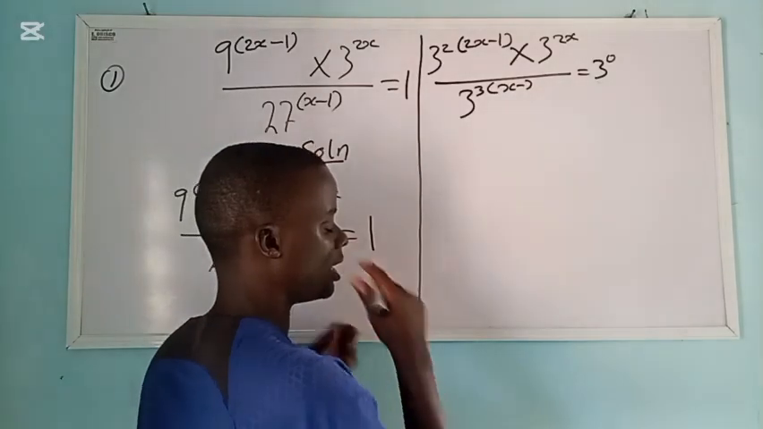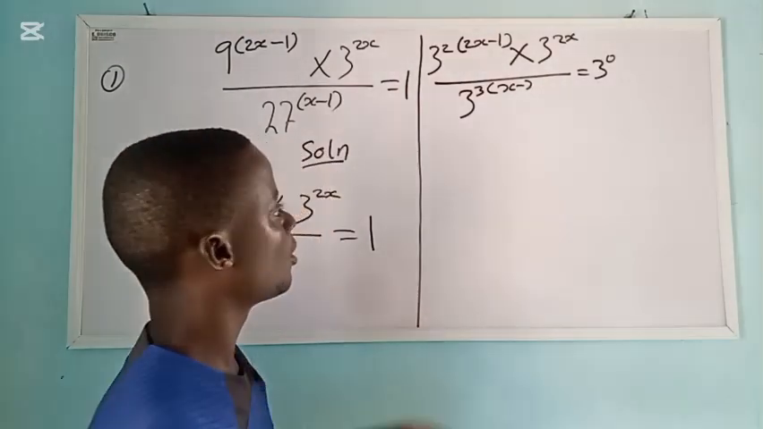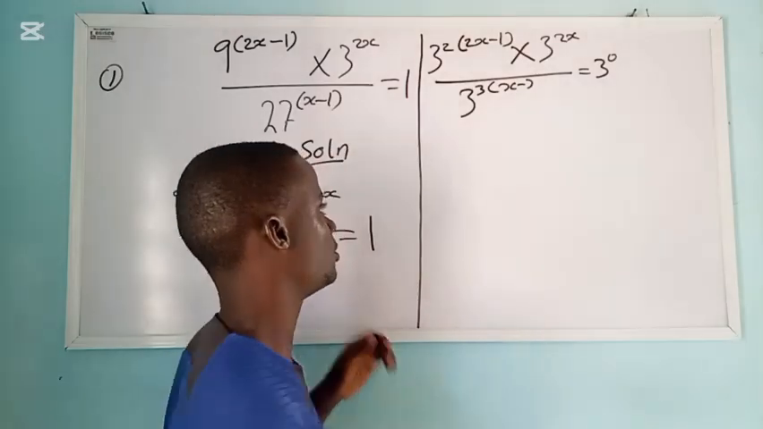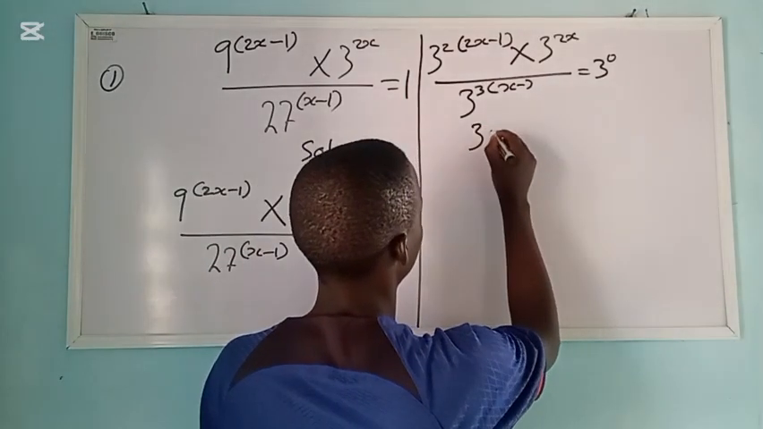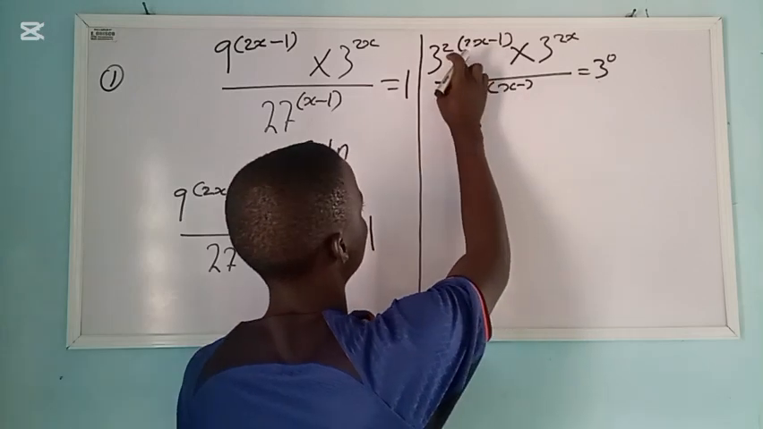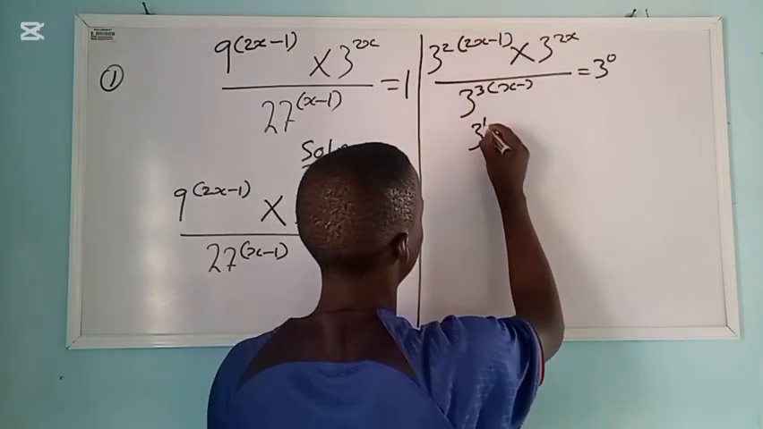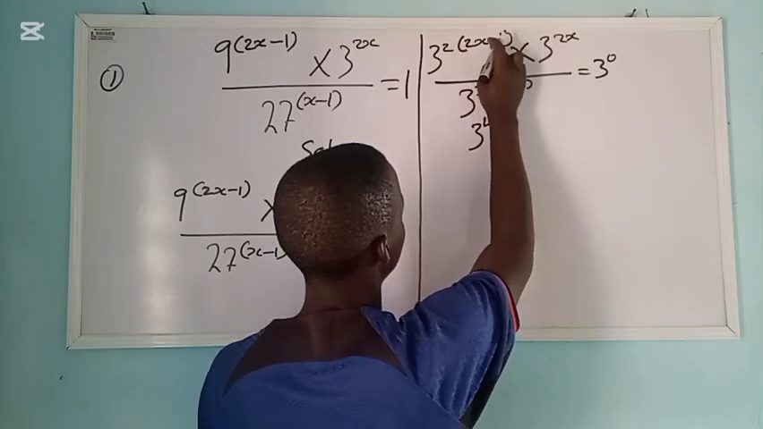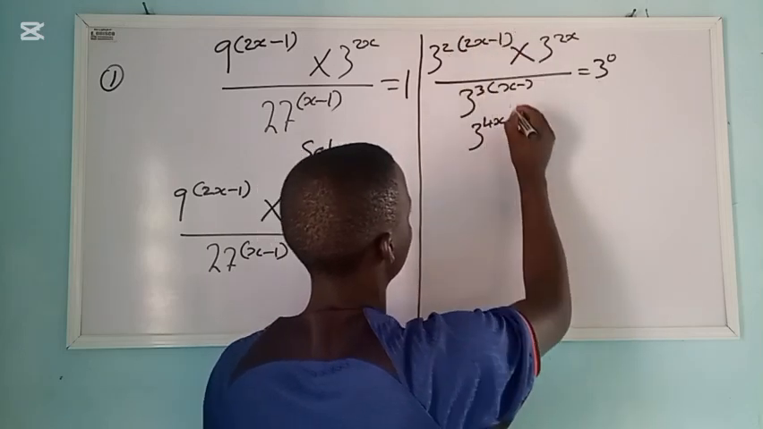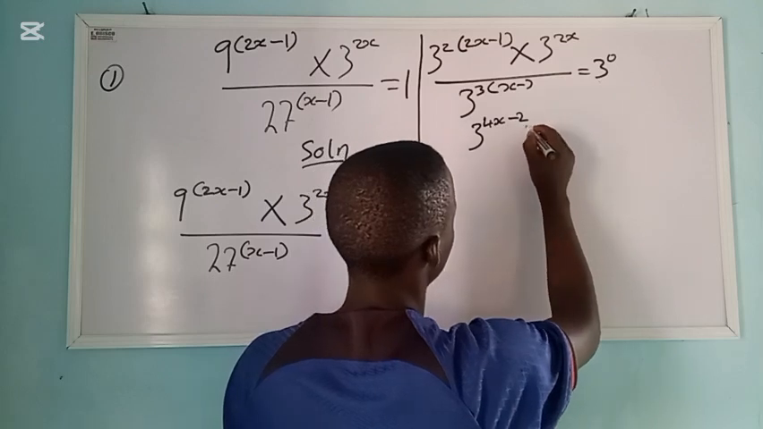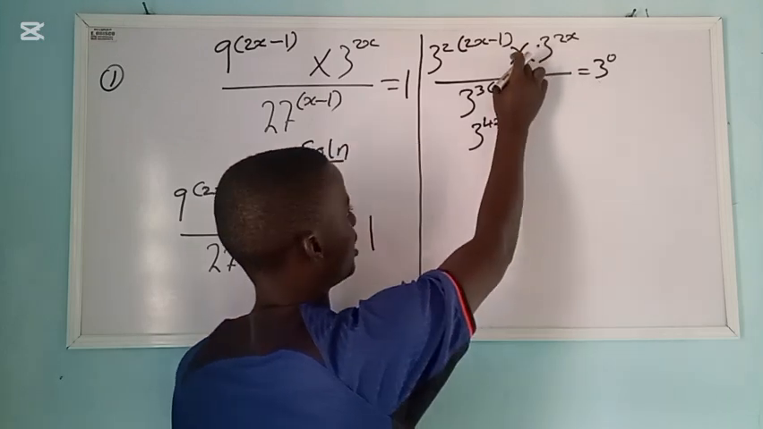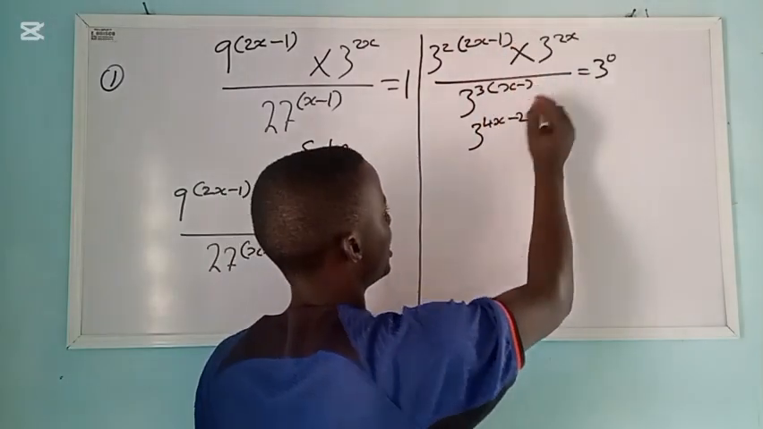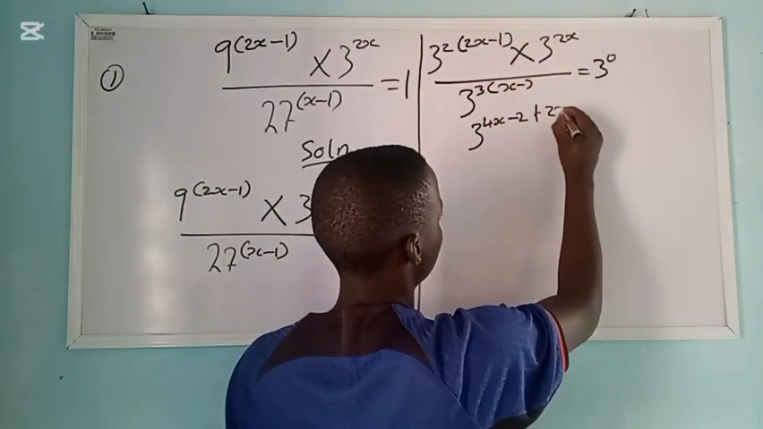So you know that for indices, when the same bases are multiplying, then you add the powers. So I have 3, then this one, let me multiply this one. 2 times 2x, we have 4x minus 2. Now, this one is a minus, so 2 times 1 will be minus 2. Now, since the bases are the same, I'll pick one base there and plus the power, plus 2x.